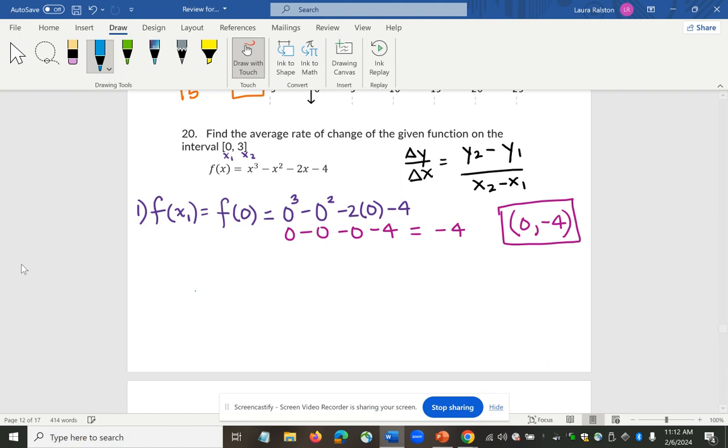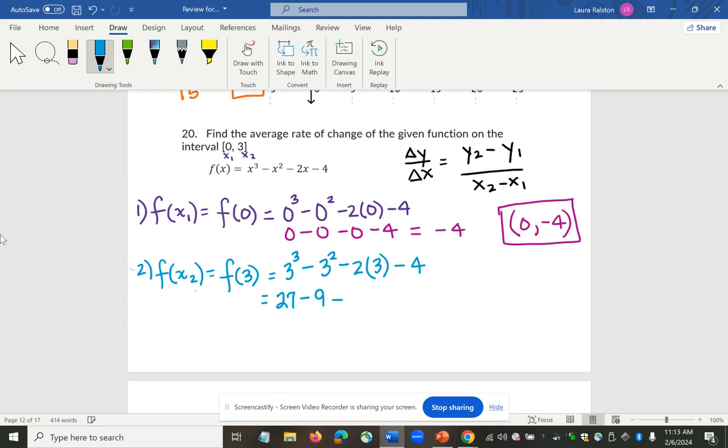Step 2 is I have to find f of x2. So I've got to find f at 3. So I'm going to substitute 3 into the function. So I have 3 cubed minus 3 squared minus 2 times 3 minus 4. Okay, I'm doing the math. 3 cubed, 3 times 3 is 9, times 3 is 27, minus 3 squared, 3 times 3 is 9, minus 2 times 3 is minus 6, minus 4. 27 minus 9 is 18. 18 minus 6 is 12, and 12 minus 4 is 8. So I end up with the ordered pair 3, 8.